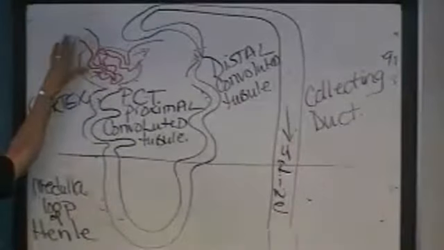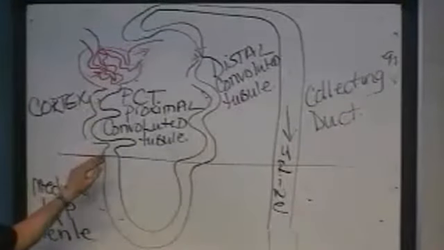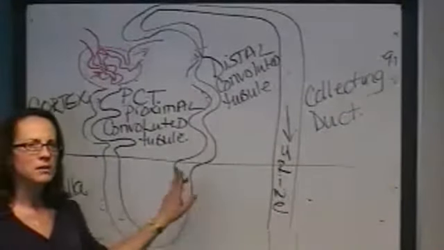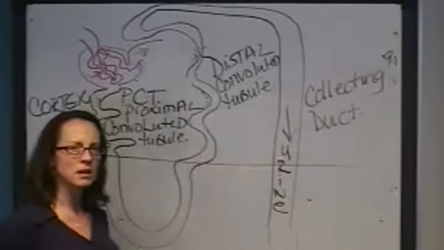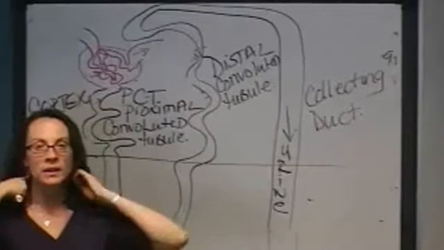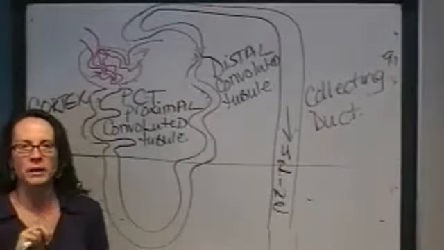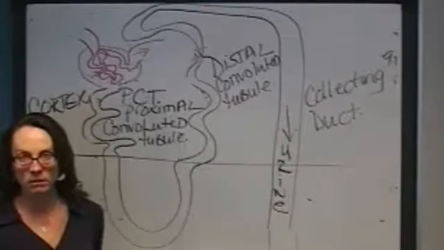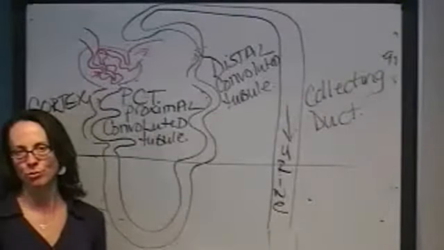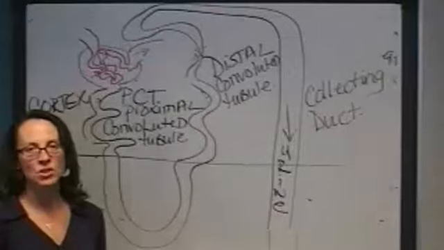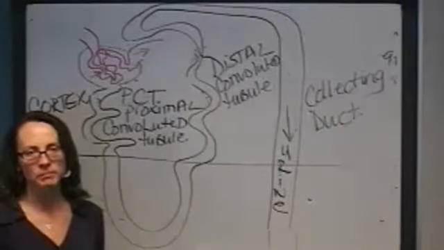Renal corpuscle leads to proximal convoluted tubule, leads to loop of Henle, leads to distal convoluted tubule, which then dumps into the collecting duct. That collecting duct will then lead down to the tip of the papillae and dump the urine into minor calyx, major calyx, renal pelvis, ureter. So that's the tubular system.